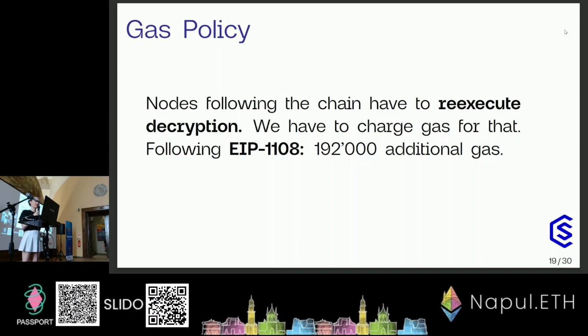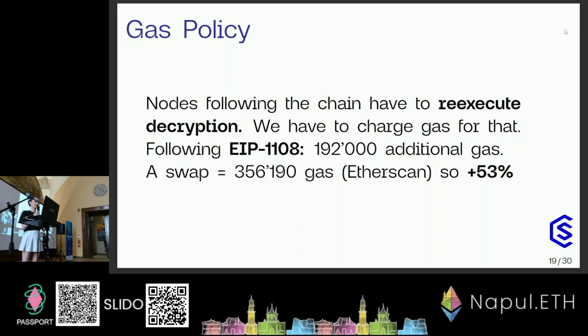Well, if you go to the Etherscan gas tracker, you will see that they have the figure that a typical swap would cost 356,000 gas. So that means that we use 53% more gas. Now, knowing that you can lose thousands of dollars to a sandwich attack, I think in this use case, a lot of people will be very happy to pay this type of fee.